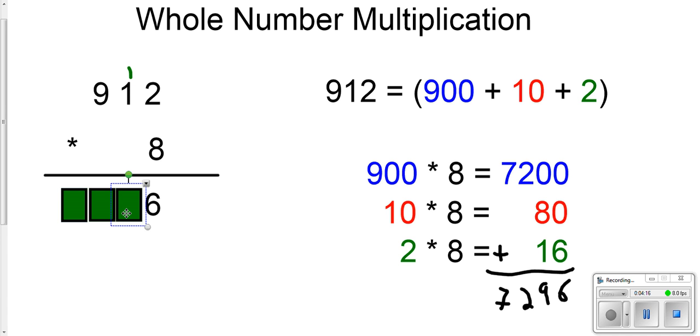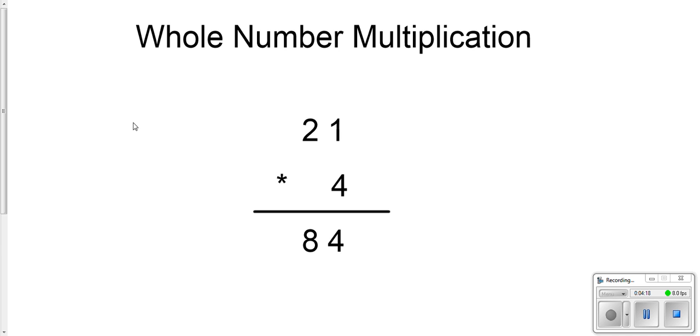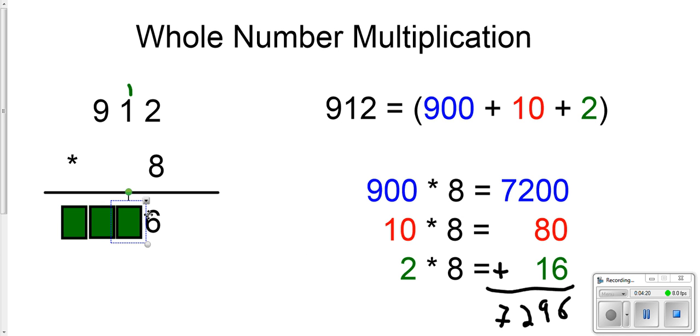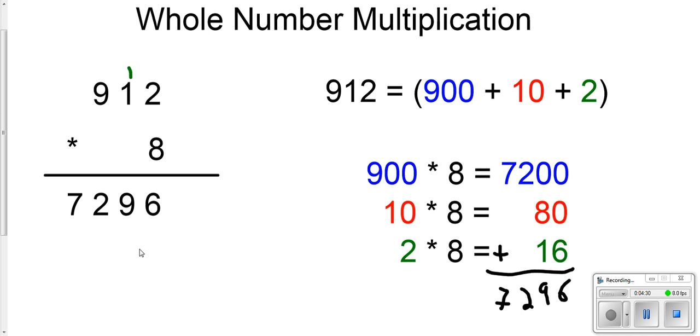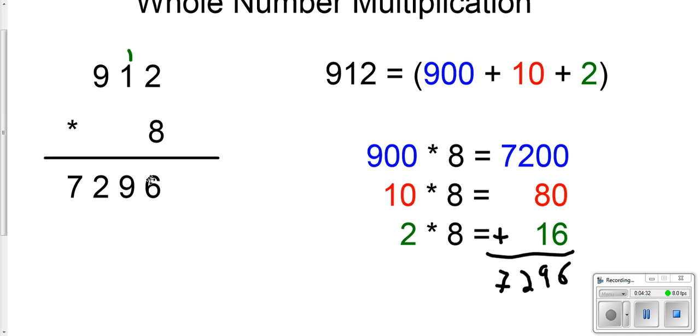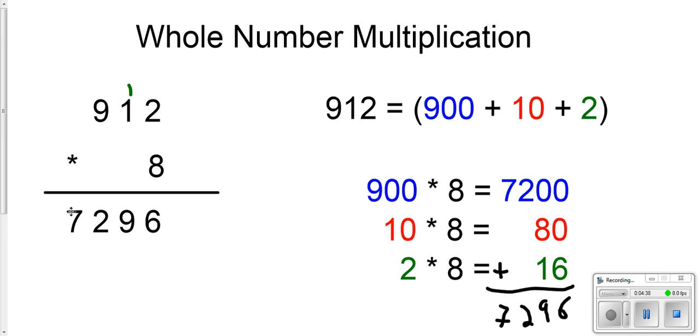So 9 goes right here. Lastly, I do 9 times 8 is 72. 2, and carry over that 7. 7,296, just like over here, how we got 7,296. So that's the multiplication algorithm: doing one piece at a time, and then carrying over or regrouping.